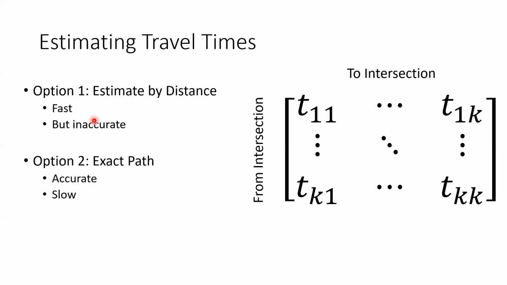Second option, use the exact path. You can compute them by Dijkstra or A star from milestone 3. This is accurate, but it's going to be slow because you have to run it for everything.